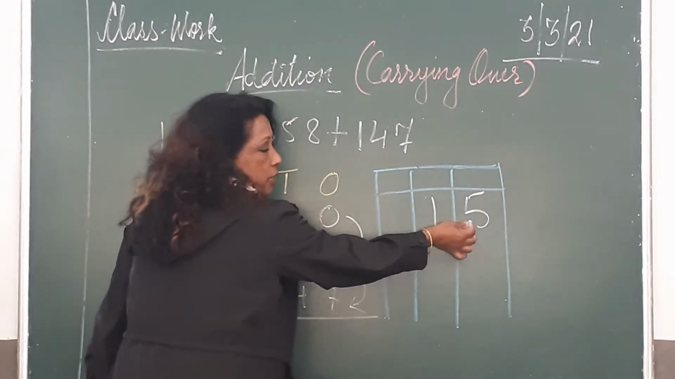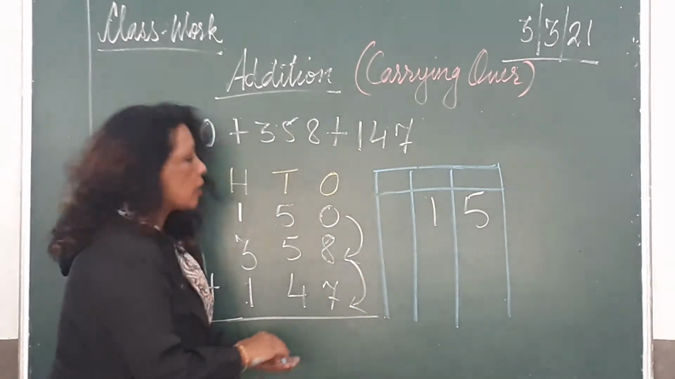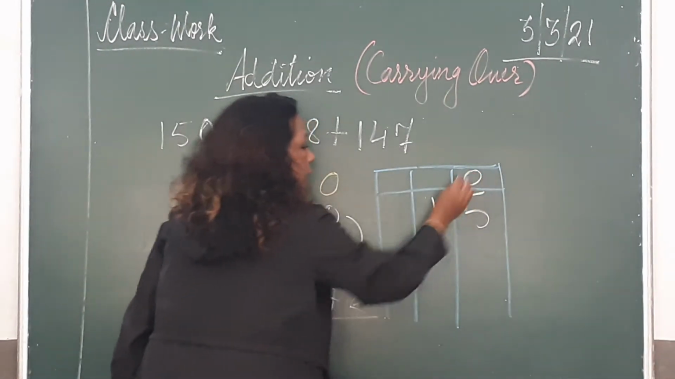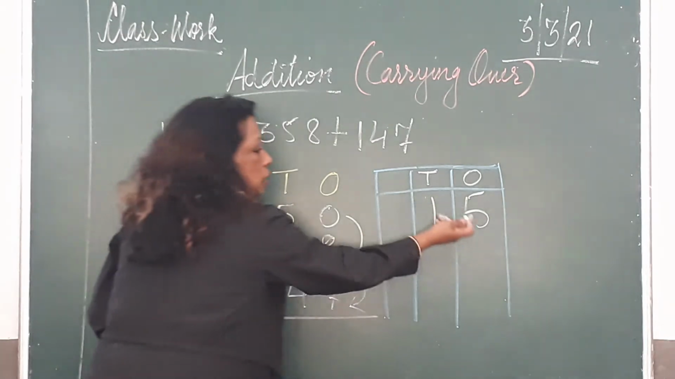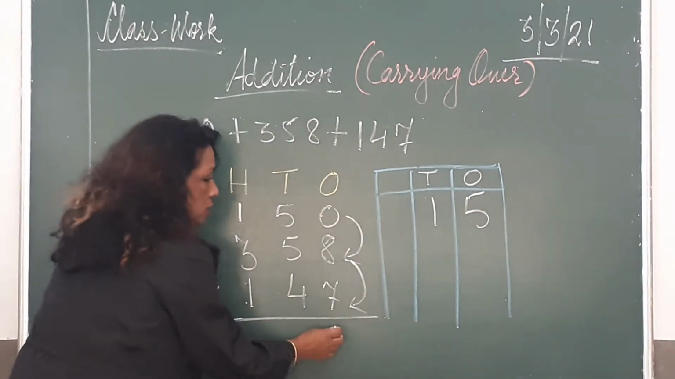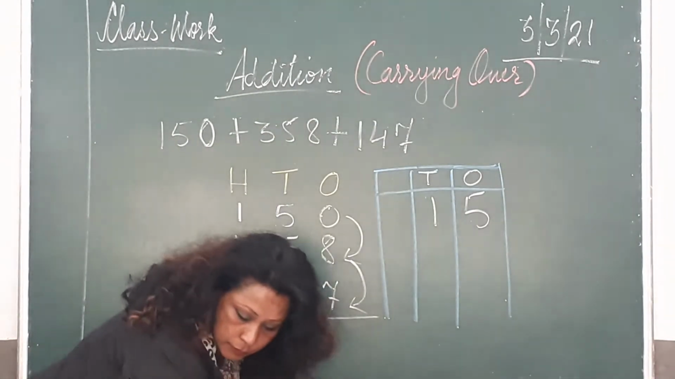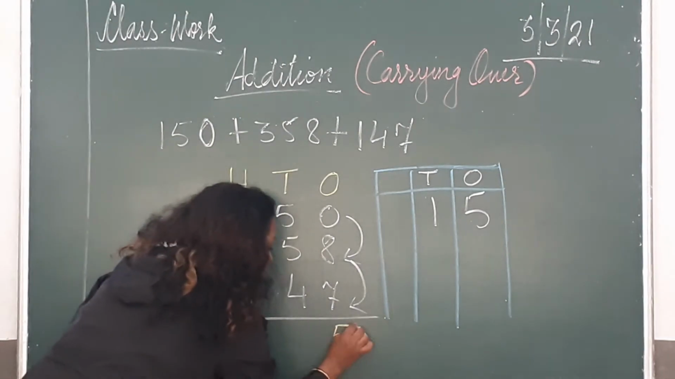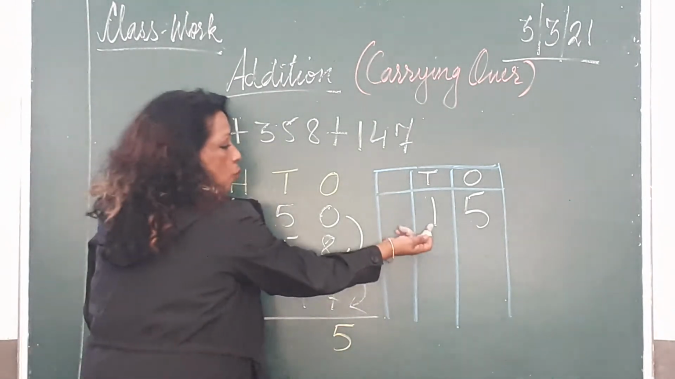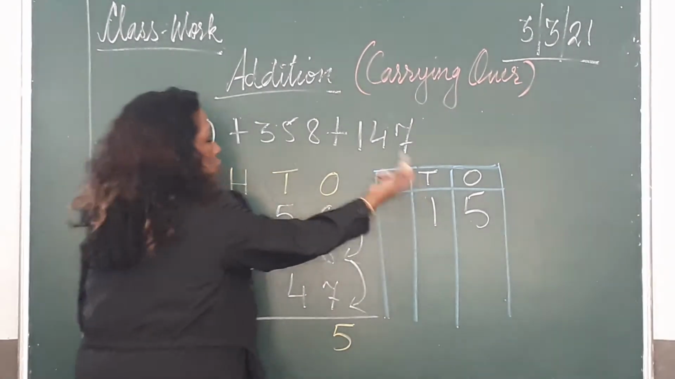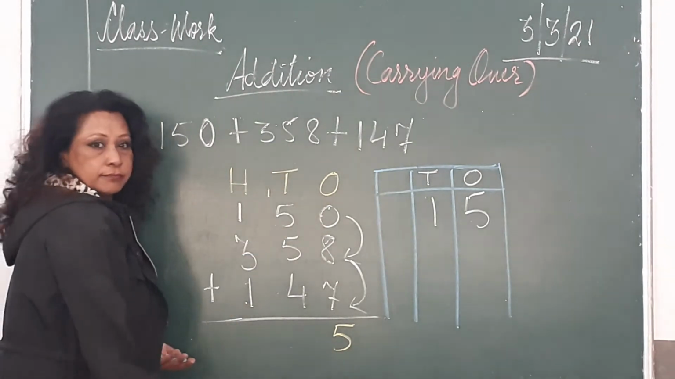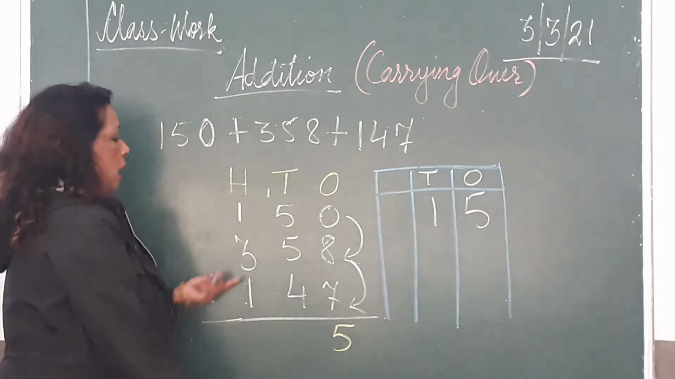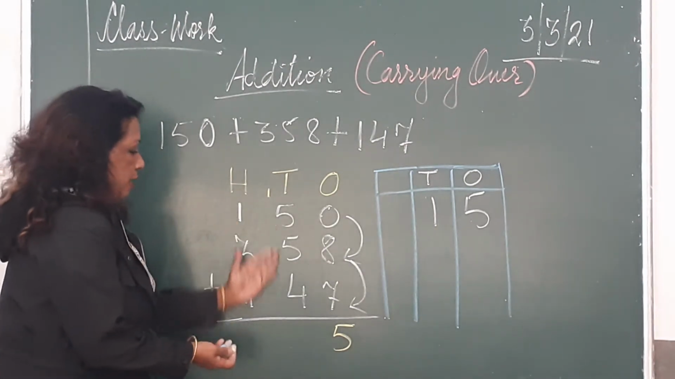So, 5 comes under ones and 1 comes under tens. So, the number which is under ones, you bring it here. That is 5. 5 you write here, alright. And the 1, it is under tens, you carry over to tens. Okay.